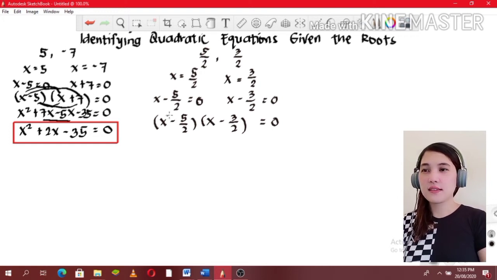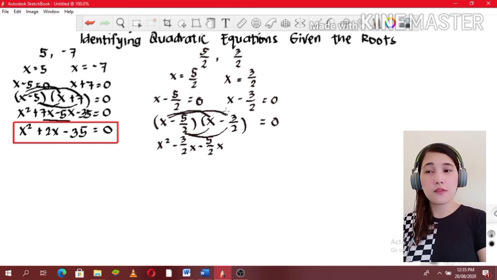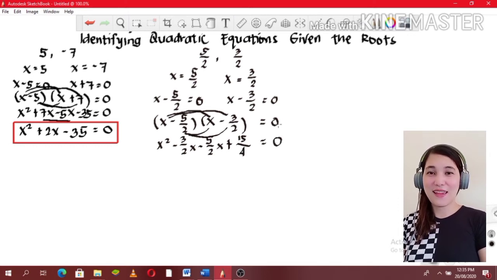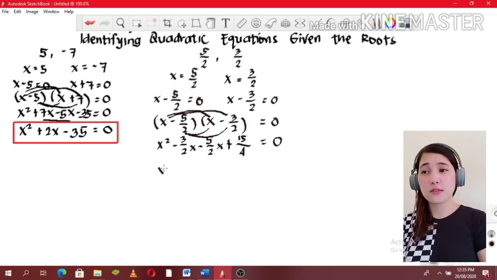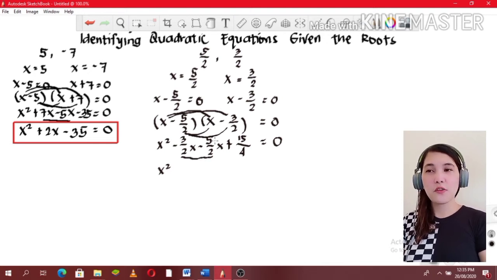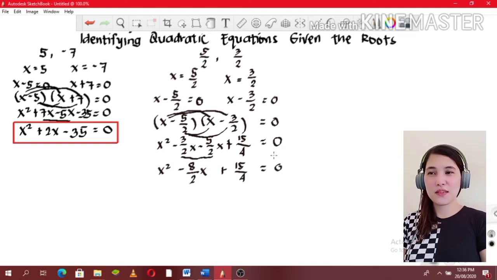Okay, multiply. x times x is x squared. x times -3 halves is -3 halves x. Negative 5 halves times x is negative 5 halves x, and negative 5 halves times negative 3 halves, so negative 5 times negative 3 is positive 15, and 2 times 2 is positive 4, and of course equals 0. Now let's combine similar terms. So we will just copy x squared, and then these two are similar terms, combine them following the rules in addition and subtraction of fractions. So let's just add the numerators. Negative 3 minus 5 is negative 8, and then copy the same denominator, and of course x, and then copy 15/4 equals 0.